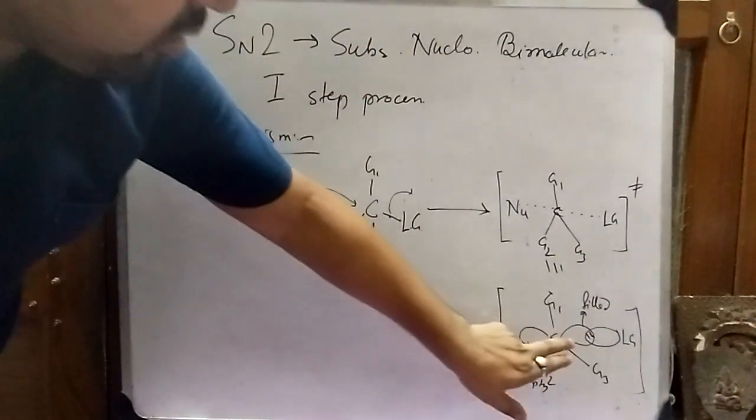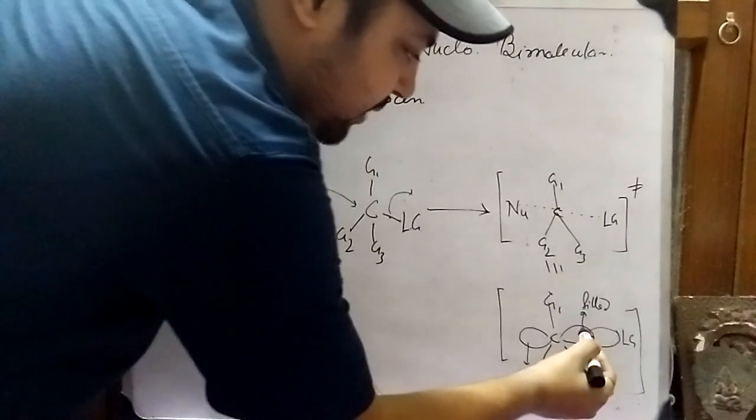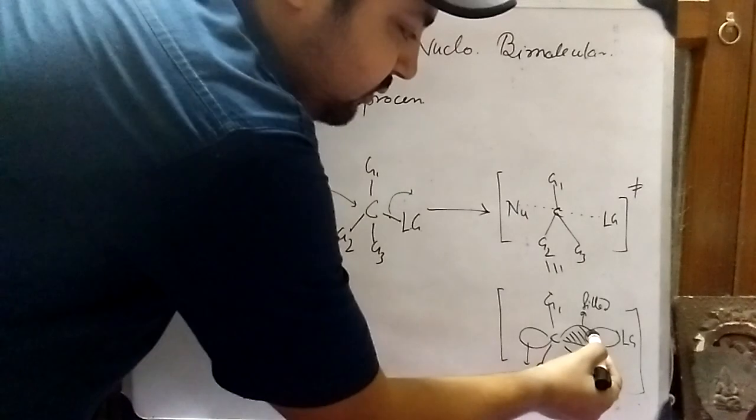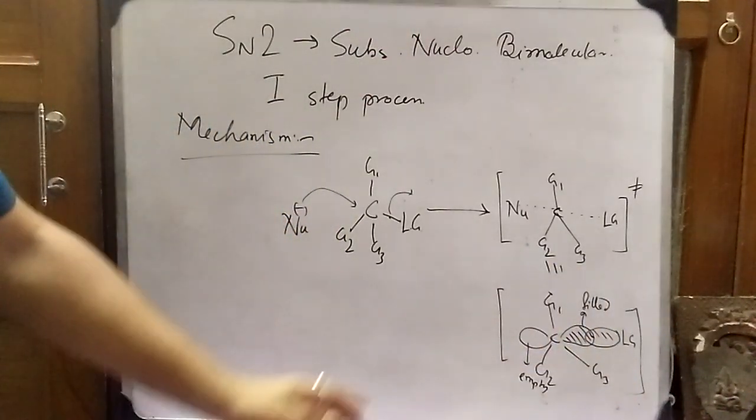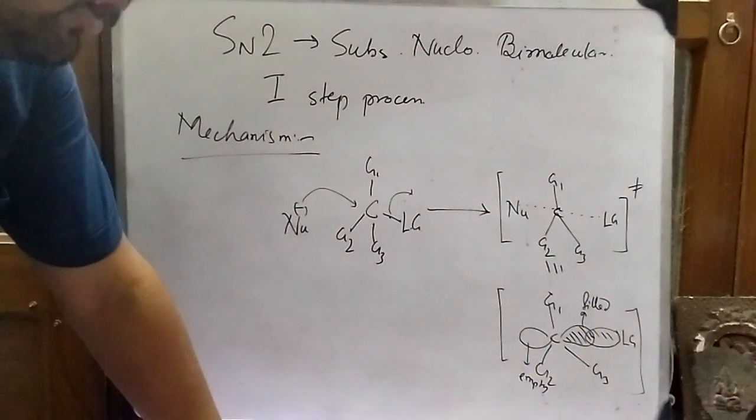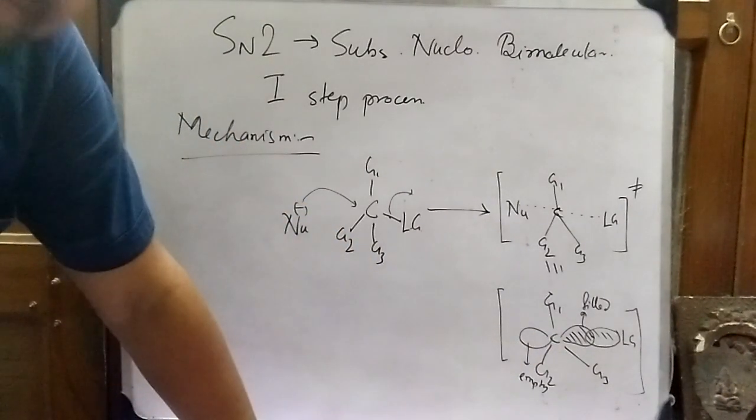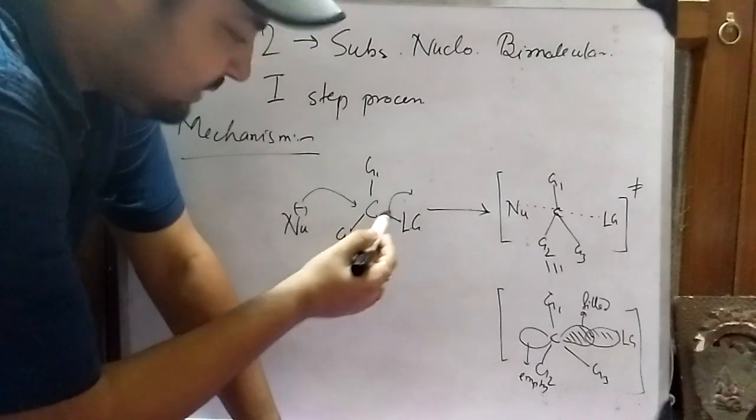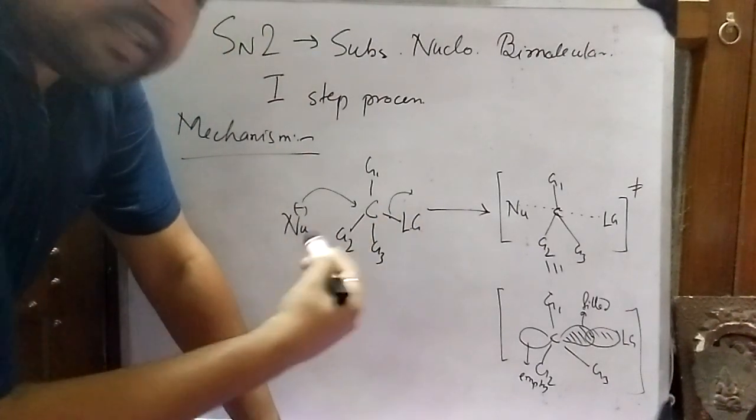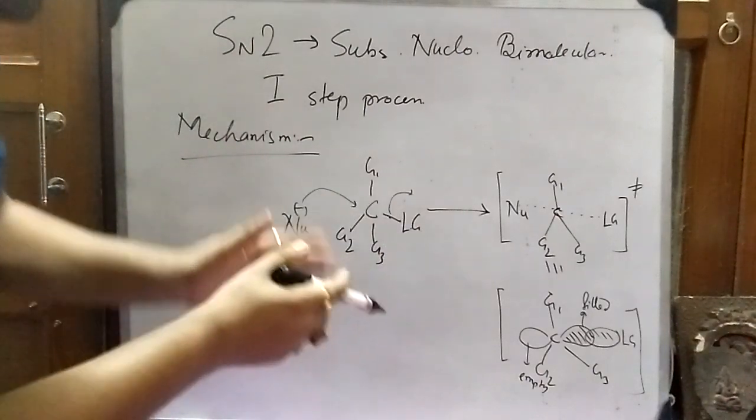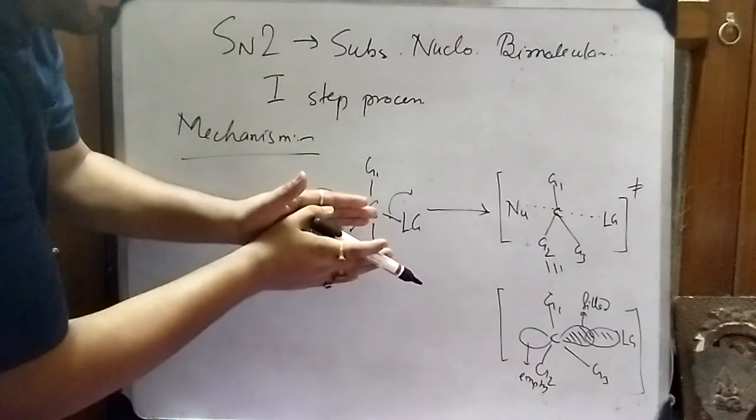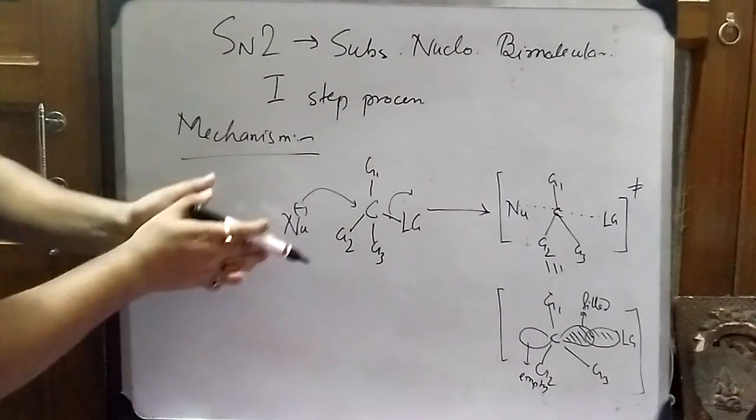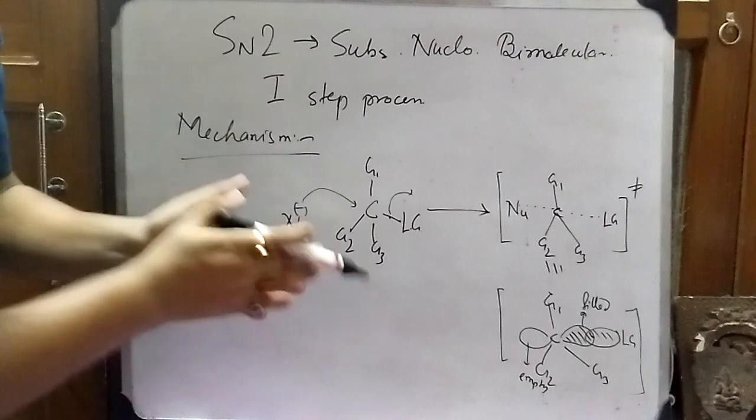The filled p orbital of the carbon is getting bonded, or mutually shared, with the filled p orbital of the leaving group, giving rise to a covalent bond, and this side is empty. So during this, bond breaking and bond making take place simultaneously. A reaction where bond making and bond breaking take place simultaneously is known as a concerted reaction. This form is a concerted reaction.